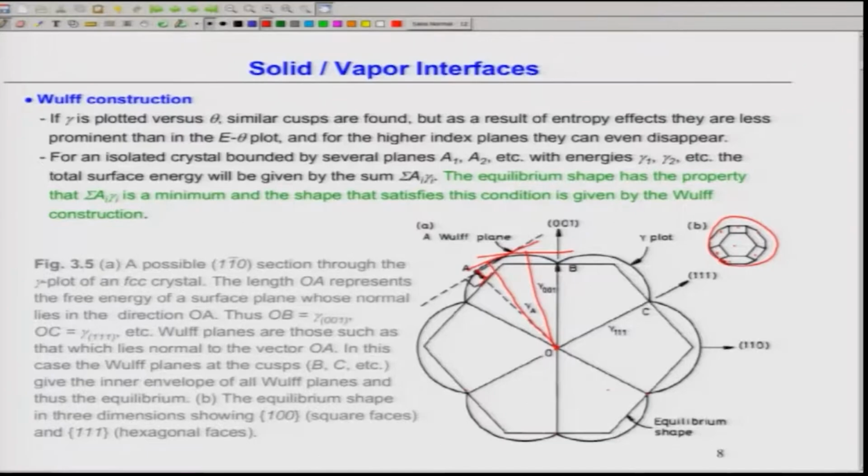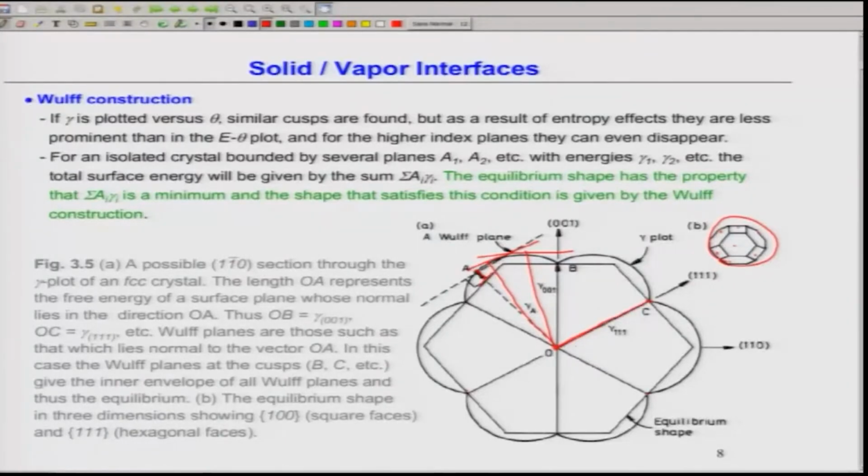But it assumes one thing, that the interfacial energy of these planes is proportional to the length of the normal, the length I have drawn from O to A. This length is proportional to the interfacial energy, that is the inherent assumption, okay. This is written here. So, here OC, C is here, okay. OC is equal to gamma 111, why? Because this point corresponds to the 111 plane, there is a minimum point in the cusps, that must be the 111 plane. So, this distance is proportional to the 111 surface energy.